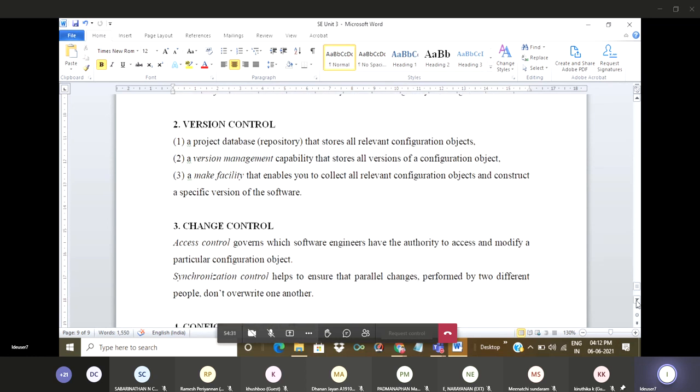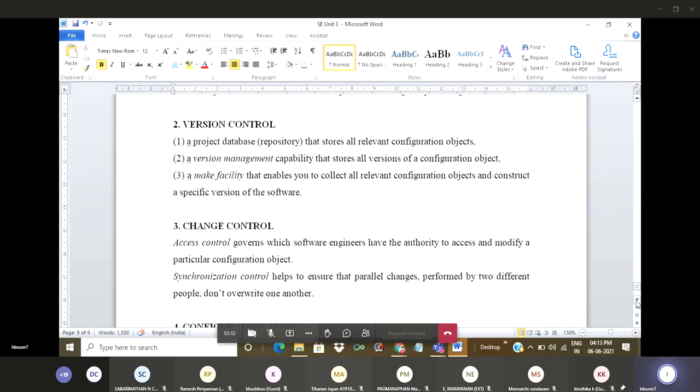So version control has a project database that stores all relevant configuration objects. Second is a version management capability that stores all versions of a configuration object. Third is a make facility that enables us to collect all relevant configuration objects and construct a specific version of the software. In a particular version, if we find any bug, we have to correct it and we can release it in the next version. This is how we can upgrade our version.